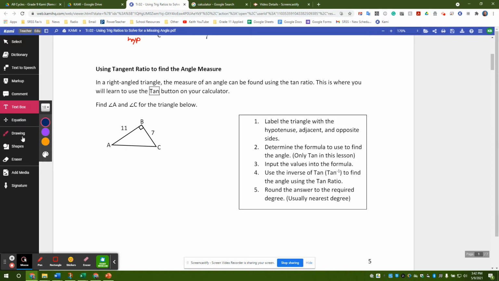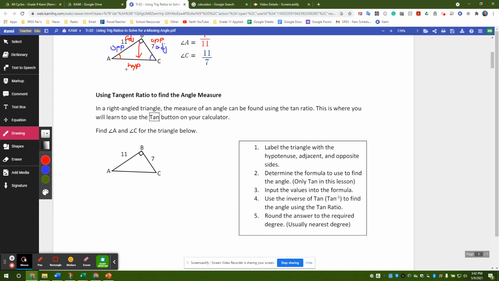All right, what do we do first? The first thing we need to do is label our triangle based on the angle that we have. So find angle A. We're going to start with angle A, and then we'll do angle C later. Okay, we're going to label it just like we did here. So angle A is right there. This is our opposite side. This is our hypotenuse down here. And this is our adjacent side. There you go. Okay, so that's the first thing that we need to look at.